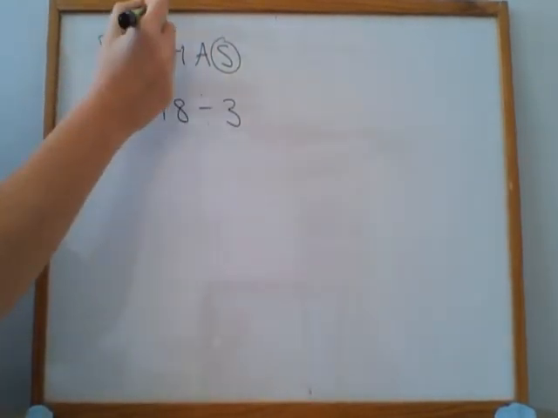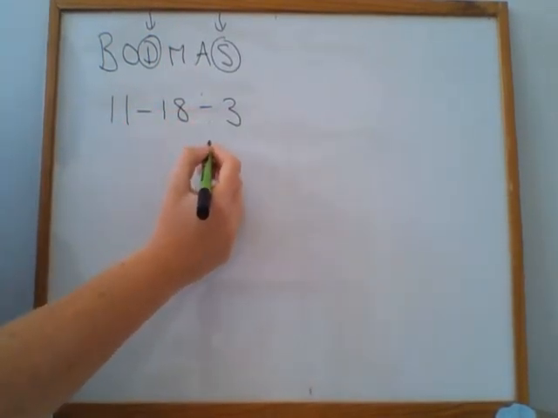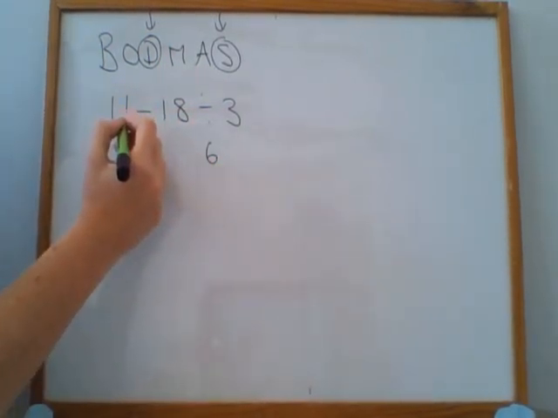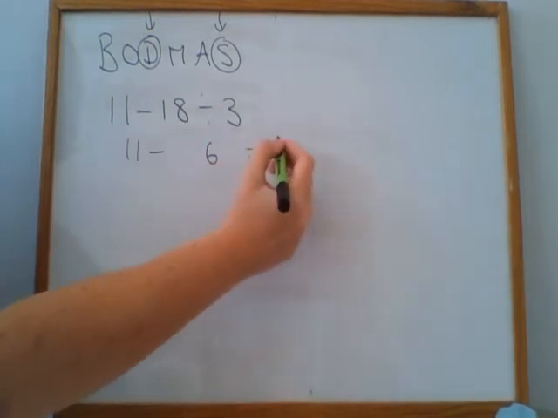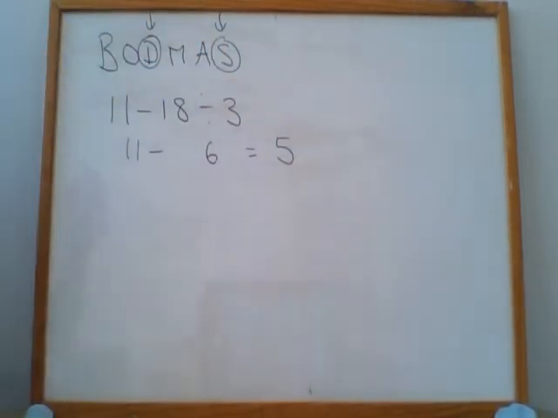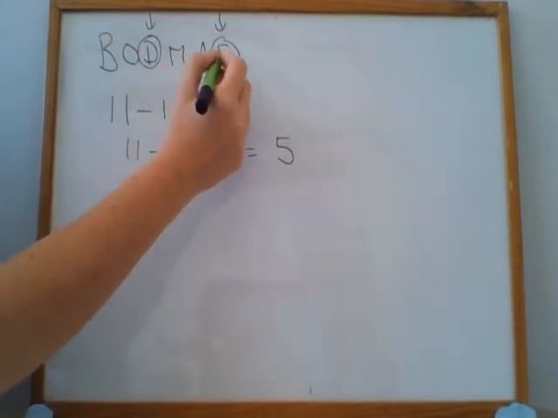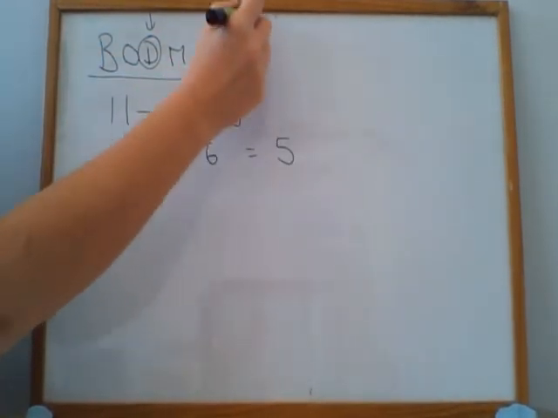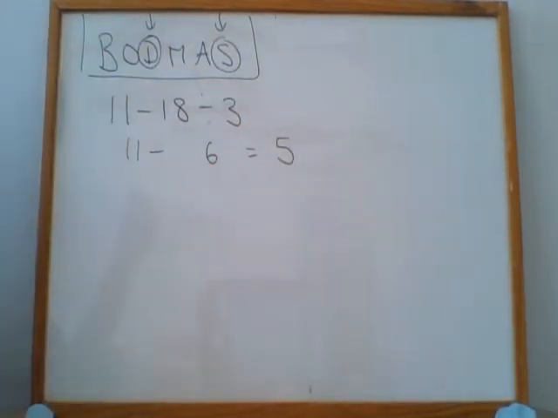So which one do I do first? I clearly divide before I subtract. So 18 divided by 3 is 6, and then I subtract 11 minus 6. So my answer here is 5. So BODMAS: Brackets, Order, Division, Multiplication, Addition, Subtraction. The order that you do a calculation when you have the different operations in it.